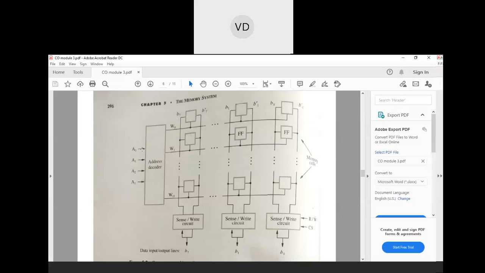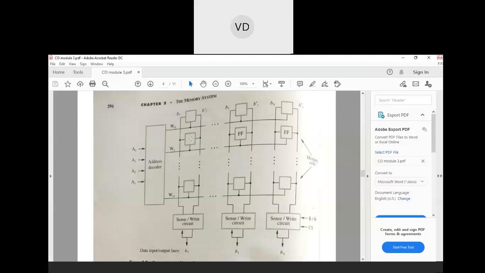Then we specify the address here, A0 to A3. The processor gives the address here. That address is decoded by this address decoder block. Depending upon that address, any one of the rows is selected. So suppose after decoding we get W1 as the address. So only this W1 row is selected. Other rows are not selected.